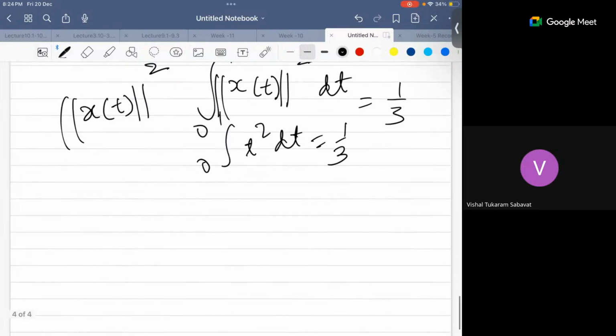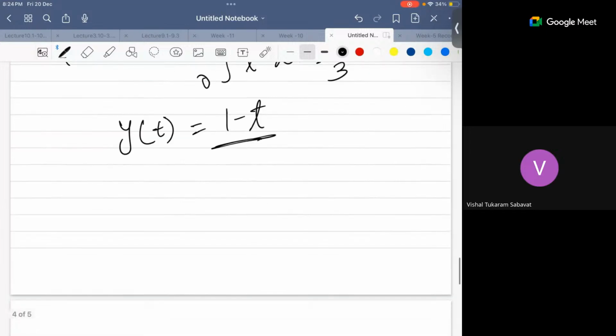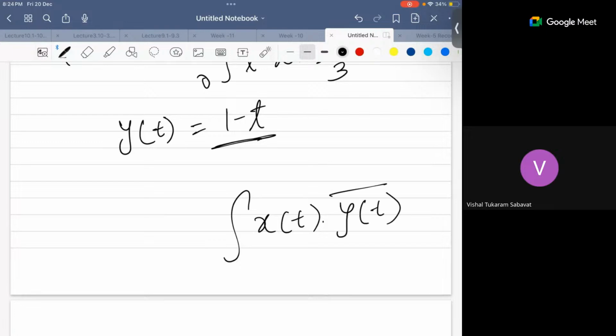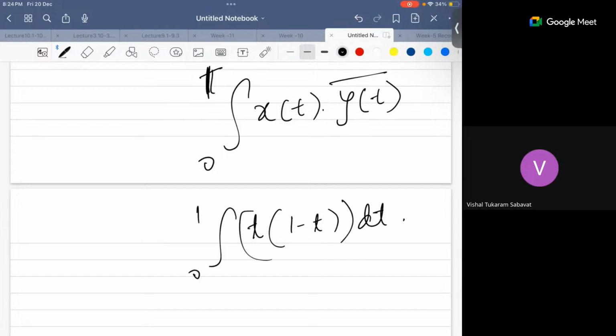Here you can be given a different function also. yt has been given as something, I guess 1 minus t. So you check whether yt belongs to L2 or not, and then you can be asked to calculate the inner product of xt and yt also. The inner product is pretty simple. You just do xt times yt conjugate, over the time interval given to you, 0 to 1. So this is t times 1 minus t. Then you integrate it and you'll get the value. Any doubt here?